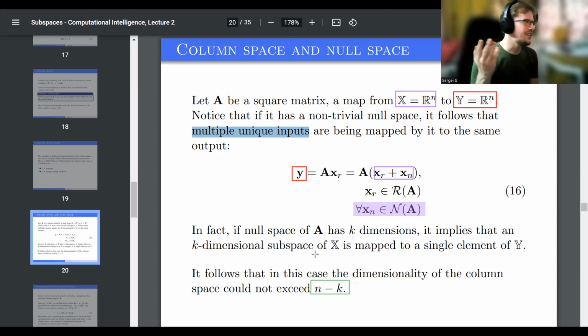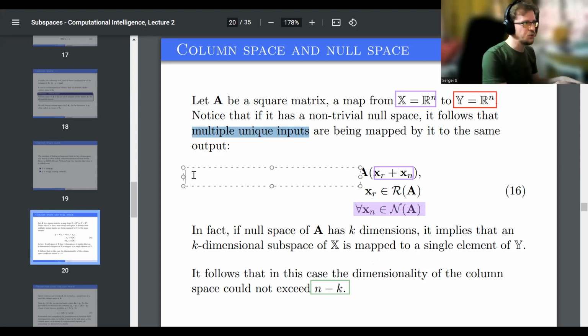In general, you can even say it simpler. You can say that the row space of A has n minus k dimensions, since the row space is the orthogonal complement of the null space. So the row space has n minus k dimensions, and each element of the row space maps to one and only one element in the column space, right? And no two elements of the row space map to the same element in the column space. That is basically something you can prove pretty easily.